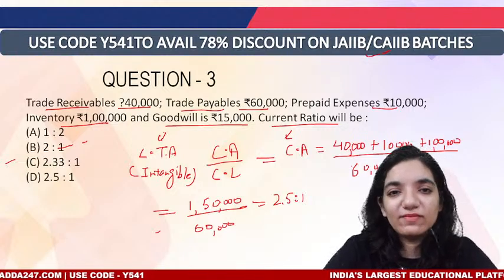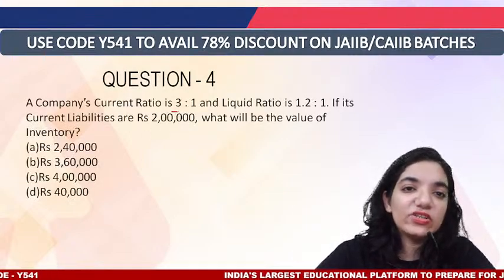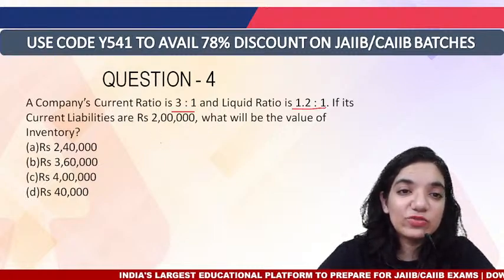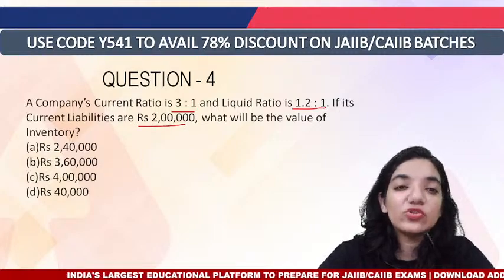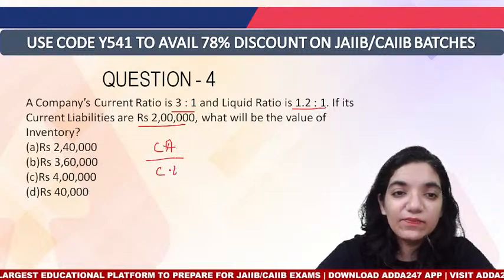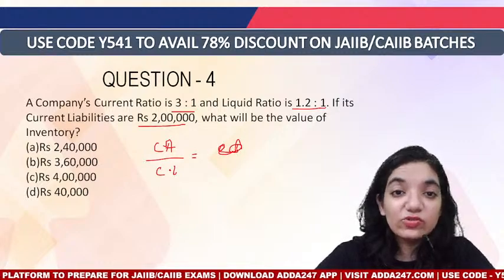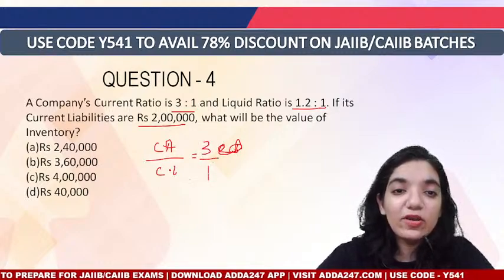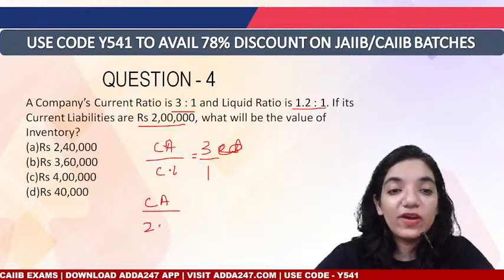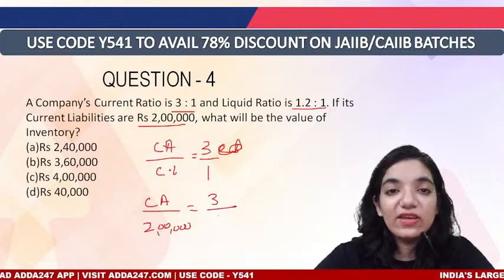Now, let's move on. A company's current ratio is 3 is to 1 and the liquid ratio is 1.2 is to 1. Now this is a tricky question because they have given the current liabilities of 2 lakh. In this case, we know that current assets upon current liabilities is equal to 3 is to 1. This means 3 upon 1. The current assets are still unknown to us, but we know the value of current liabilities, which is 2 lakhs, is equal to 3 upon 1.